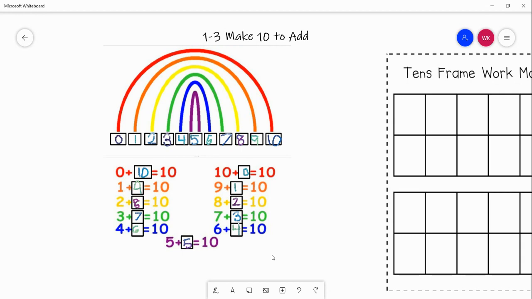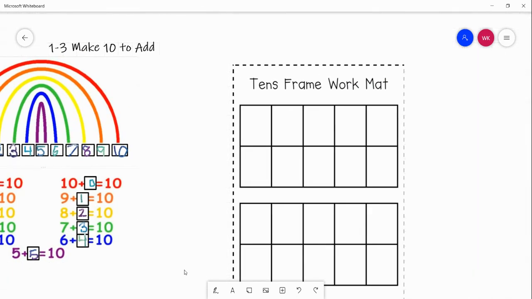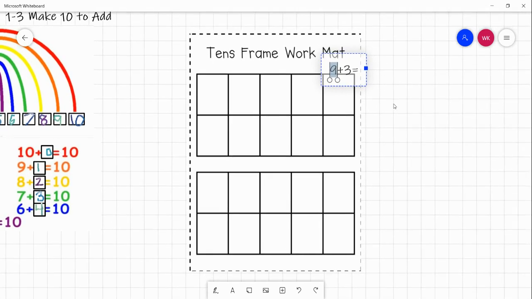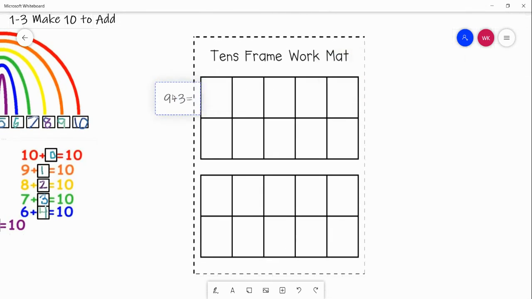How can thinking about the number 10 help you find 9 plus 3? So I'm going to write the equation up here. How can making 10 help you solve the equation 9 plus 3? I'm going to put it right here.